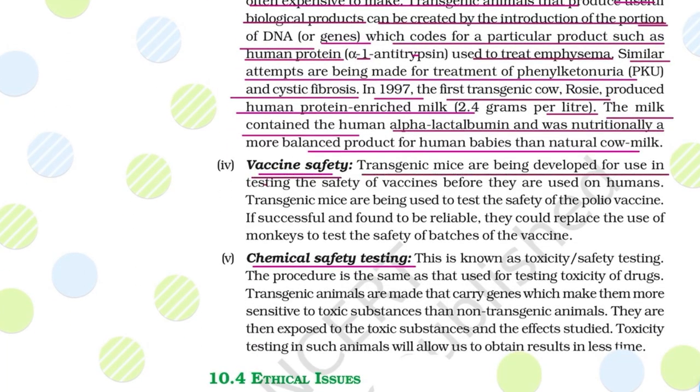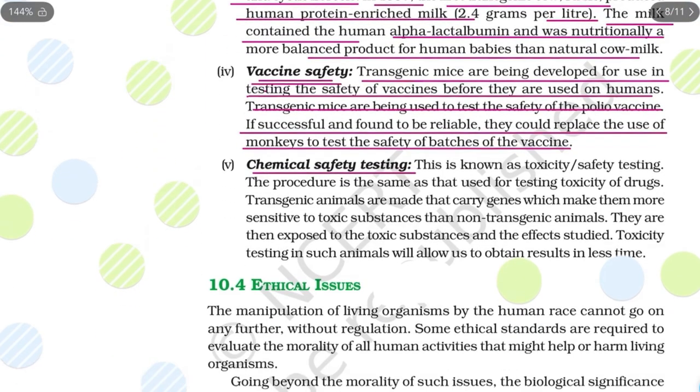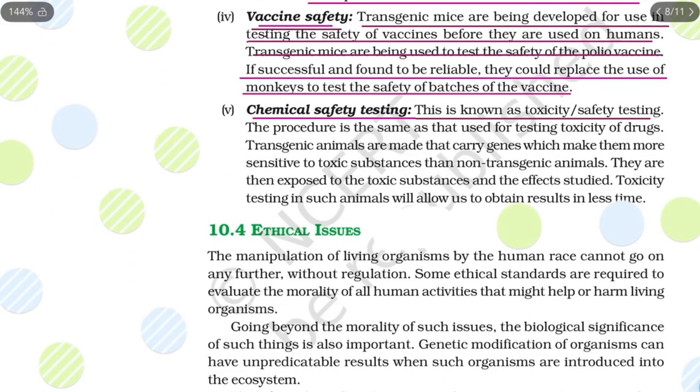Transgenic mice are being developed for use in testing the safety of vaccines before they are used on humans. Transgenic mice are being used to test the safety of polio vaccine. It was found successful and reliable, and could replace the use of monkeys to test the safety of batches of the vaccine. So this is known as toxicity or safety testing.